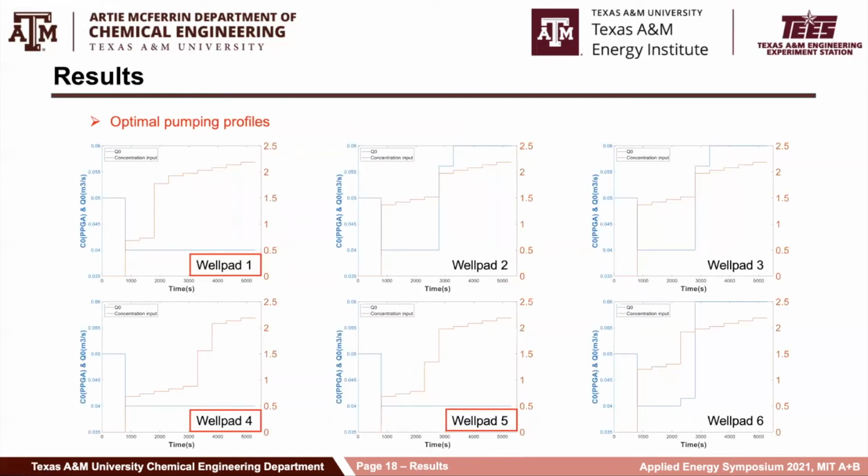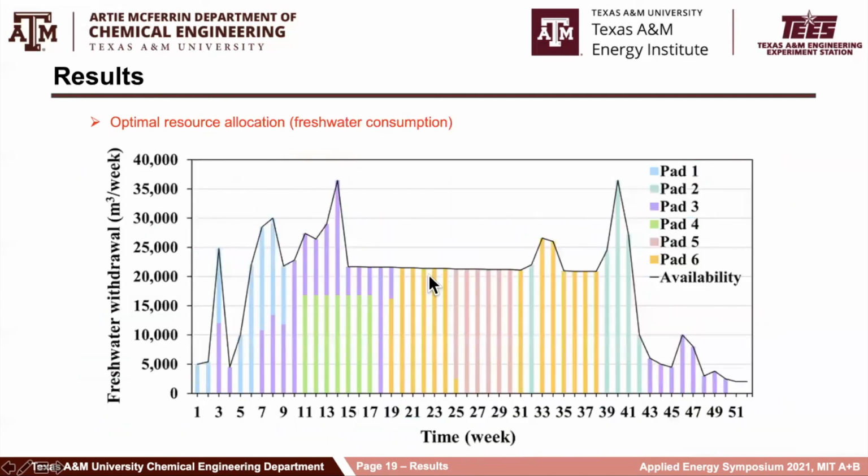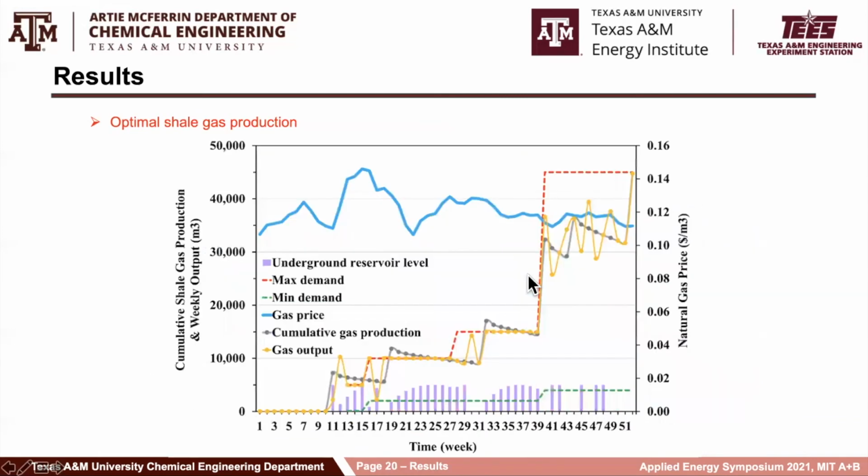Also, the detailed pumping profiles show that for the first 3 well paths, the flow rates are actually designed to be always at lower bounds to reduce the freshwater requirement. The corresponding freshwater acquisition shows that all the available freshwater is utilized for well pad development, and the freshwater impoundment is necessary to achieve this, especially for well pads 3 and 6 represented by orange and purple.